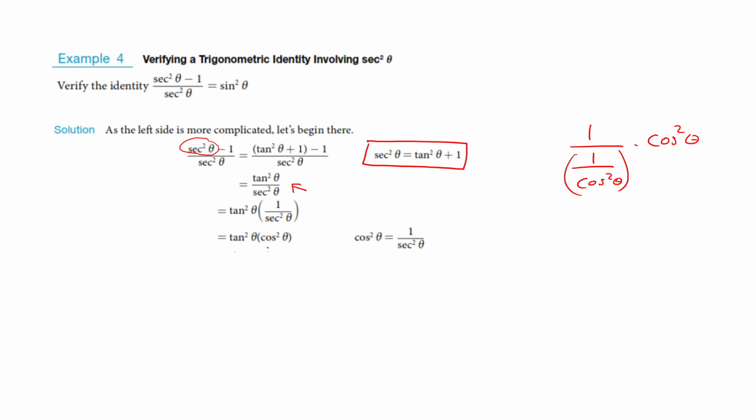Okay, now what do we have left? We're trying to get to sine squared. So this didn't get us there. Let's make another substitution. Tangent squared, by definition, is sine squared over cosine squared. Well, these will cancel, and I'm left with sine squared of theta, which is what I was hoping to do.